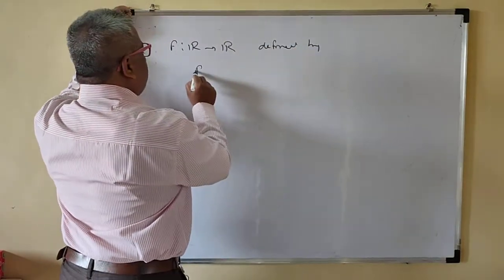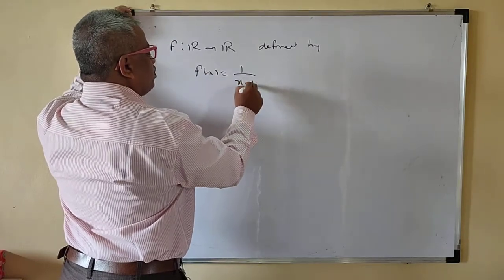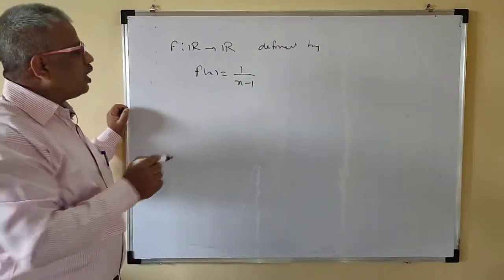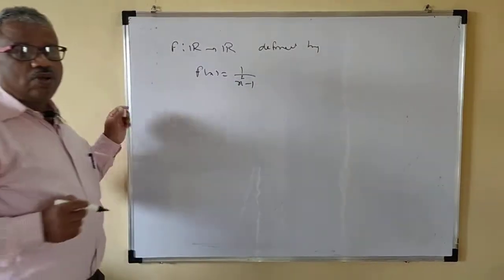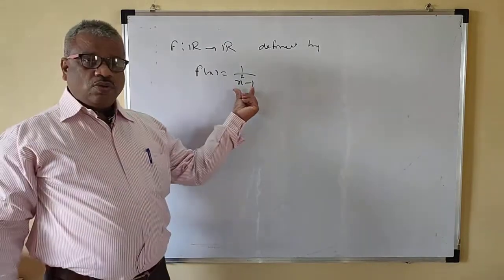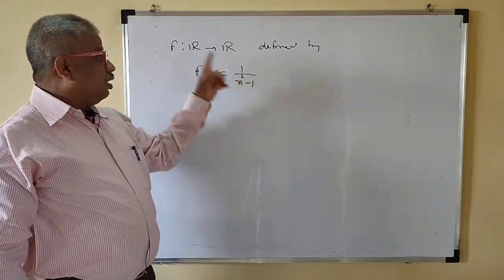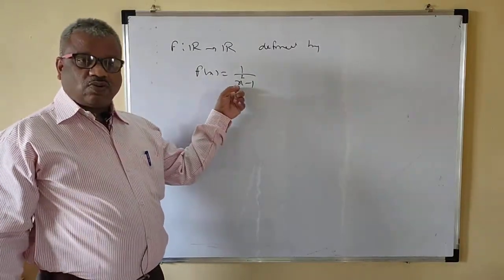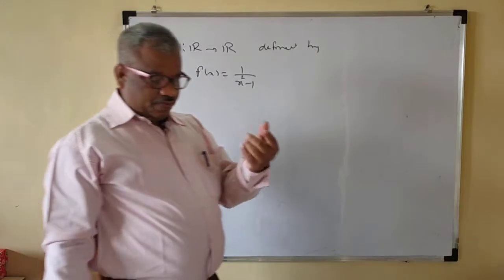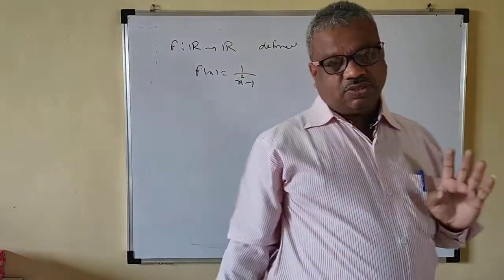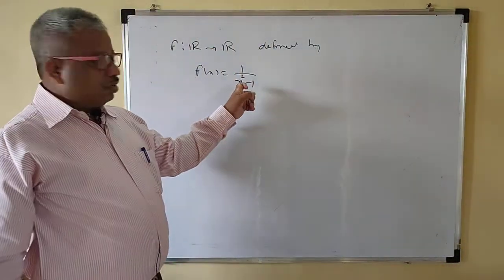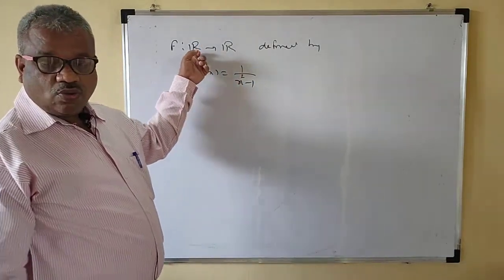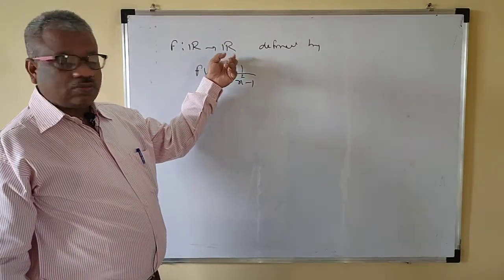Define f of x is equal to 1 upon x minus 1, suppose. Or x square minus 1, whatever it is. So now see, is it a function? No, this is not a function, because if I put x is equal to 1, my denominator is 0. And if the denominator is 0, then it is not defined. So for x is equal to 1, 1 is a real number in the domain, but it has no image.